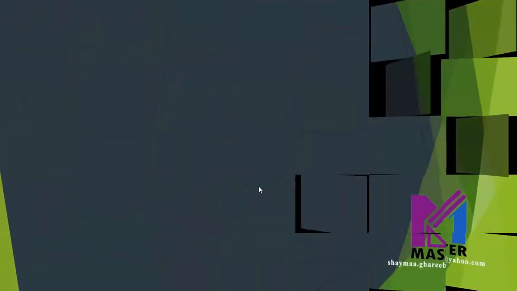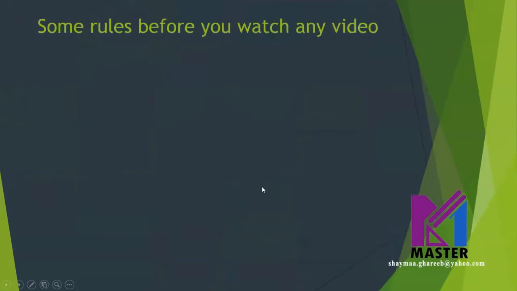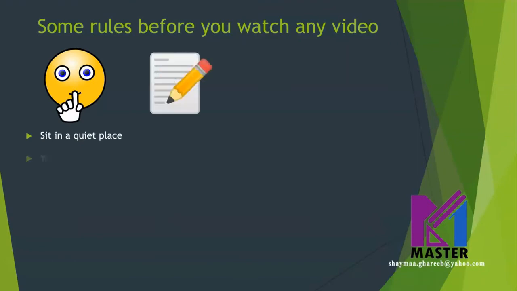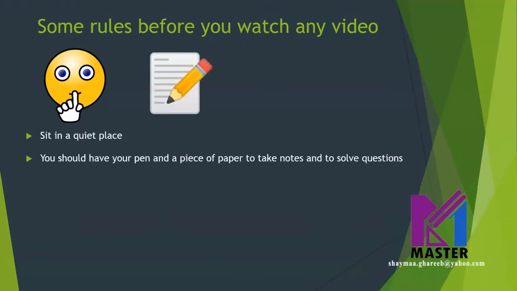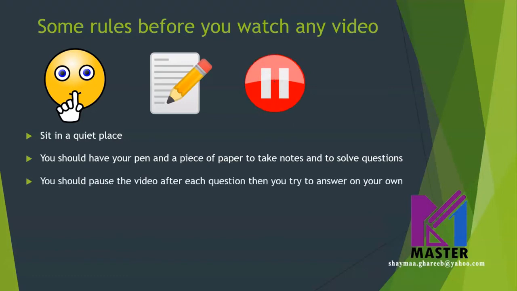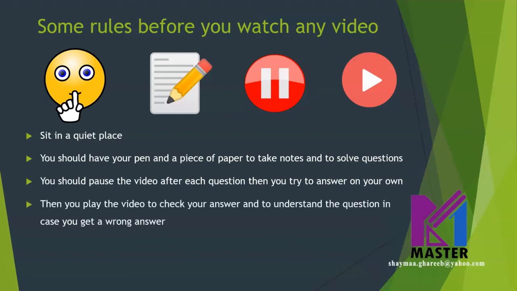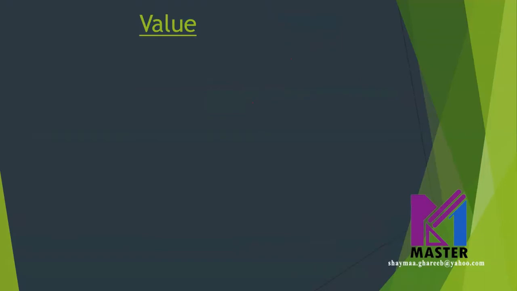Let's start by revising some rules before you watch any video. First, you have to sit in a quiet place. You should have your pen and a piece of paper to take notes and to solve questions. You should pause the video after each question, then you try to answer on your own. Then you play the video to check your answer and to understand the question in case you get a wrong answer. Are you ready? Let's start.